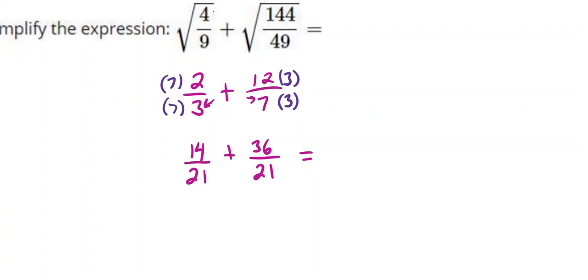So I have to keep my denominator the same, right? So it's going to be over 21. And then we just add the tops. If this would have been subtracting, we would have subtracted the tops, but we're just adding tops. Okay, 14 plus 36? 50.